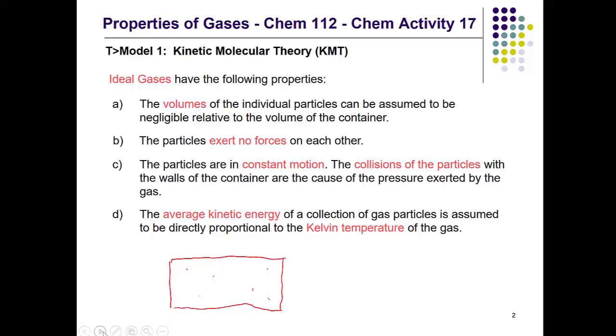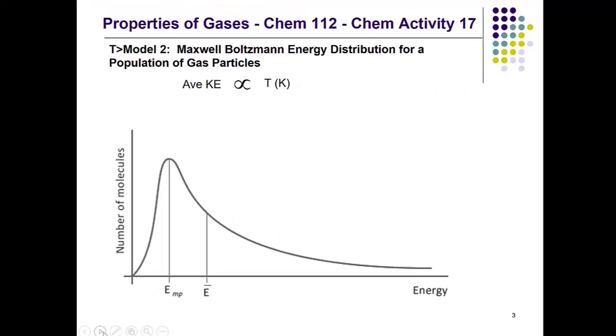So let's build on some of these ideas. Here you see what's called a Maxwell-Boltzmann energy distribution for a population of gas particles. While that may seem kind of esoteric, a population of gas particles could be the air in the room in which you're currently seated, which would be mainly nitrogen plus oxygen. There'd be a little bit of carbon dioxide and some other gases. So there's a population of gas particles.